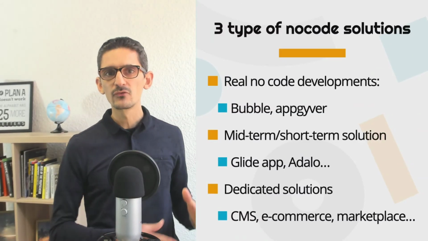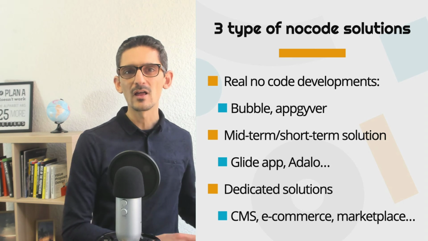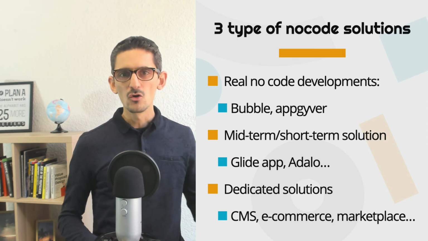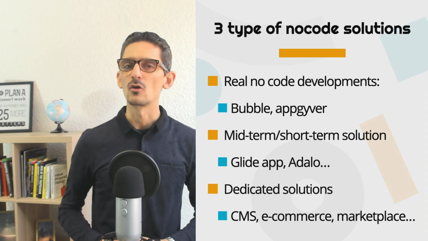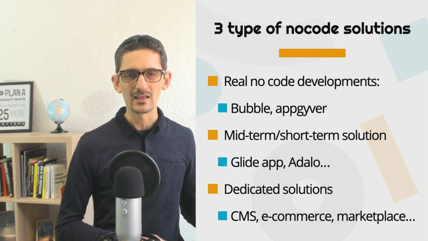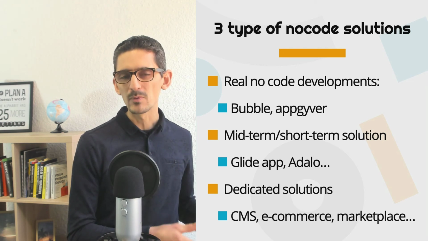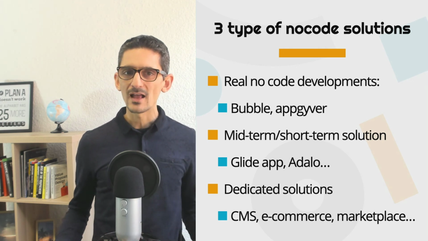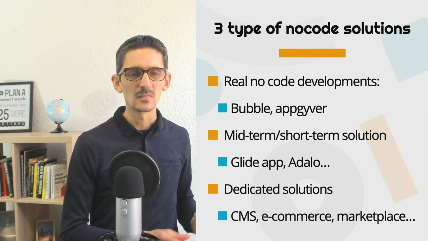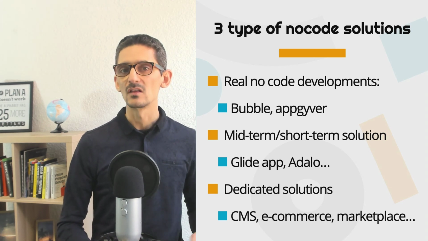So before coming to the conclusion, let's talk about the 3 types of no-code tools that you can consider. First, you have the real no-code development. We talk about visual programming. We can talk about Bubble, AppGyver, etc., and there are others. Long-term, they are really long-term if you do things right in those tools. Now you also have mid-term and short-term solutions. I think about Glide App and Adalo, as an example, which can allow you to create a quick application in a couple of hours. And you also have dedicated solutions to a specific need: CMS, e-commerce, marketplace, e-learning platforms. They are a good fit for standard needs.